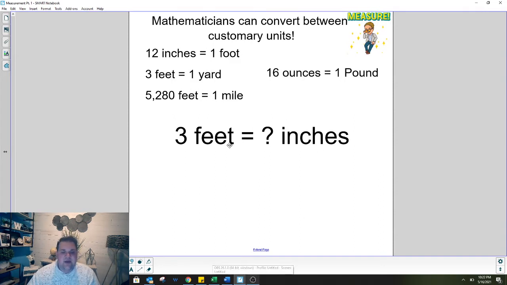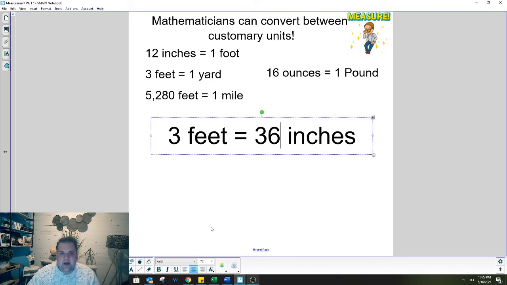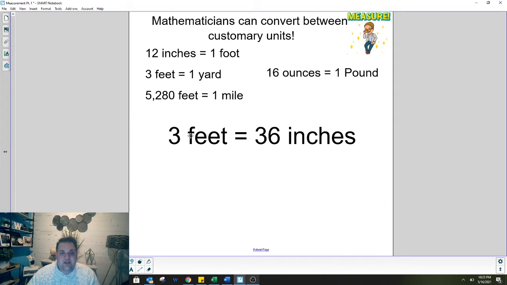Here it says 3 feet equals how many inches? So I know 12 inches is equal to 1 foot, so I'm wondering how many inches are in 3 feet. Go ahead and enter into play pause it what you think now. If you said you think it's 36 inches, you're right, and here's why. In 1 foot there's 12 inches, so there's 3 feet, so I need to add together 12, 12, and 12 to get 36 inches. Or I could do 12 times 3 to get 36 inches.